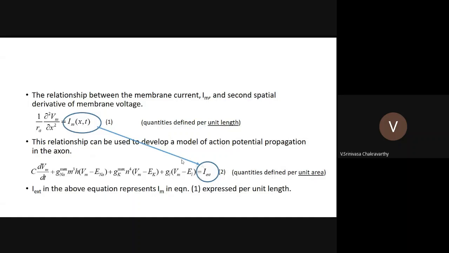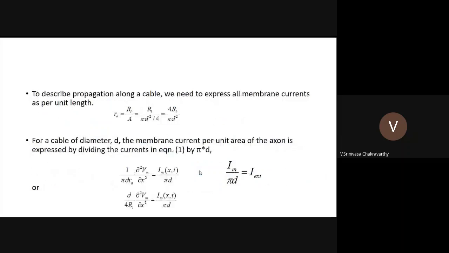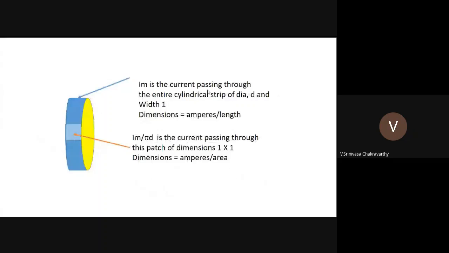Whereas the Ix, or in fact all these currents in the HH model, they're all per unit area currents. So when you combine these two equations, you need to make a conversion to take care of this aspect of the current. So how do we do that? Basically, since Im is a current going through one unit length of the cable, it is like the current passing through the entire cylindrical patch, or strip, of diameter d. This is the diameter d, and width 1. Okay, so this is Im.